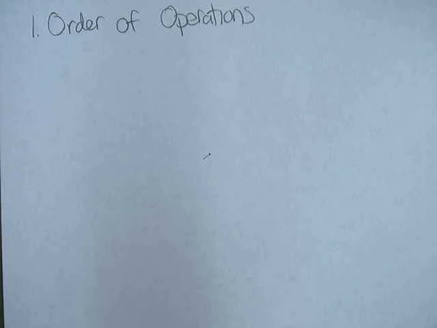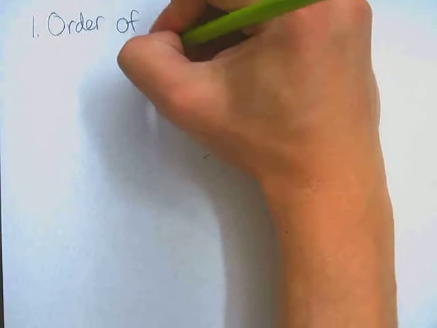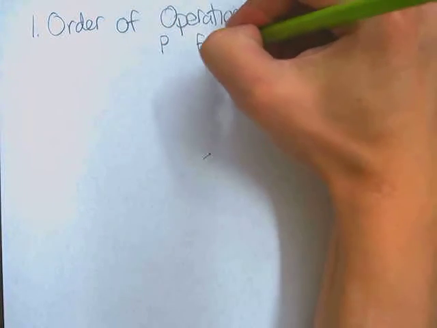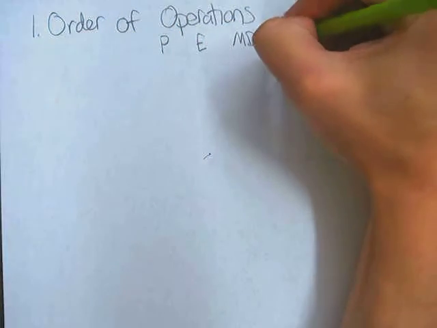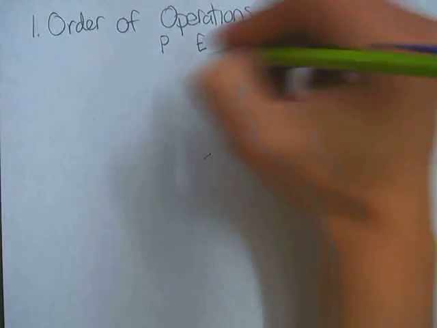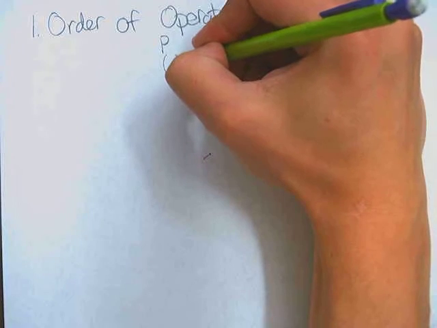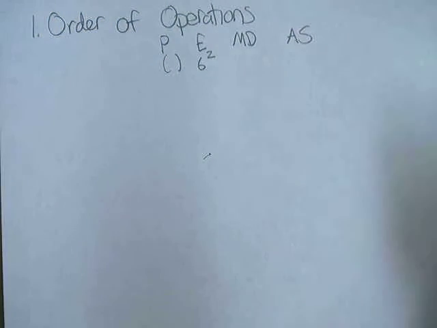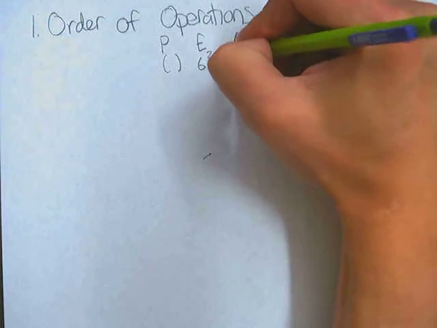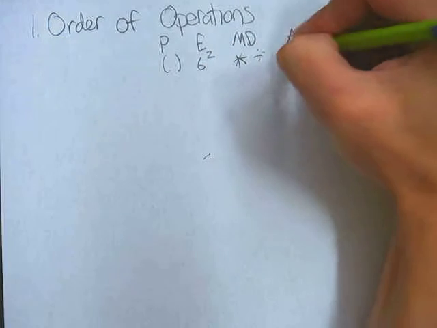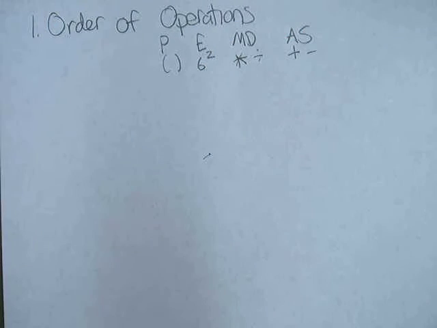Section 1, Order of Operations. So the first thing we need to know about this section is that we need to follow the order of PEMDAS. Parentheses, exponents, so like 6 squared, multiplication and division, and addition and subtraction. And there's really not much beyond that.